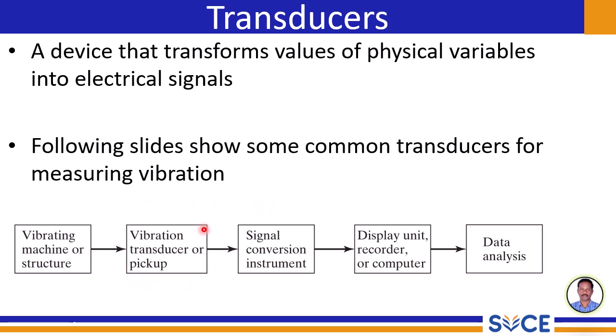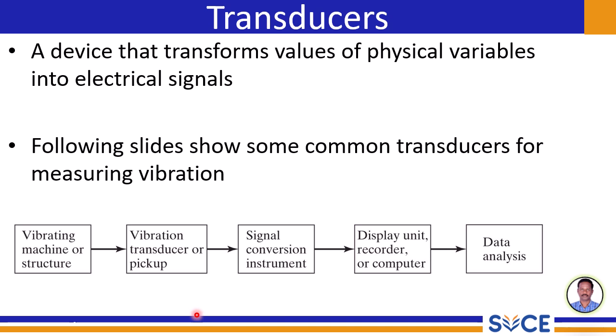In the context of vibration measurement, these physical variables could be displacement, velocity, acceleration, or force. A transducer's design and operating principle determines which of these quantities it is primarily sensitive to and how it converts mechanical input into a corresponding electrical output, typically a voltage or current.